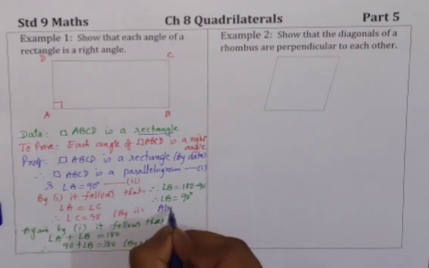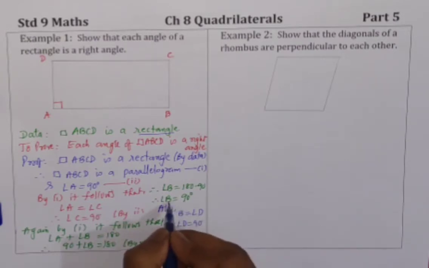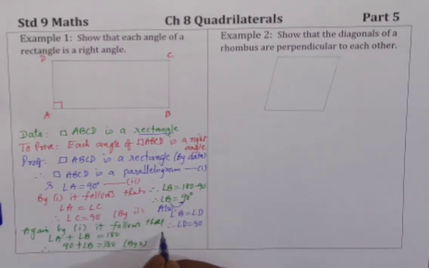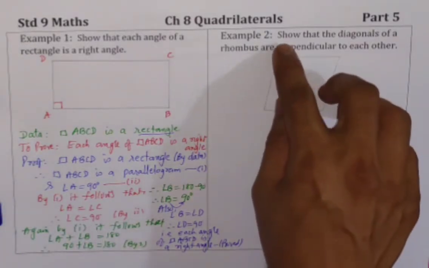Also, now this angle B and angle D are equal. Angle B is equal to angle D. Therefore, angle D is also 90 because B is 90, i.e. each angle of quadrilateral ABCD is a right angle. Proved. Wasn't that simple, children? Yes, I hope so. Moving on to the next example, and that is example 2.